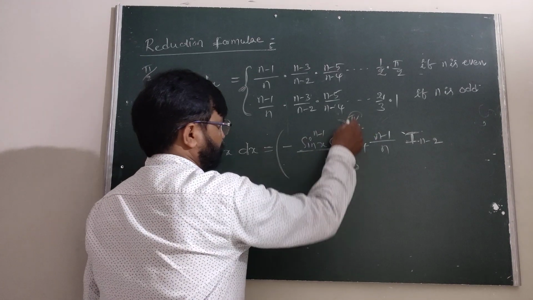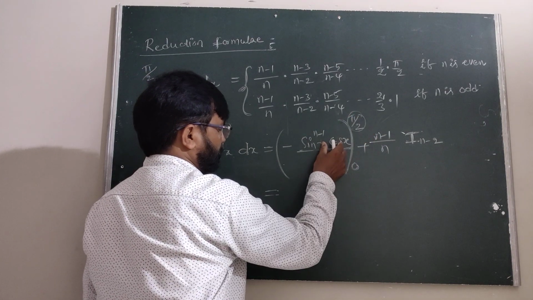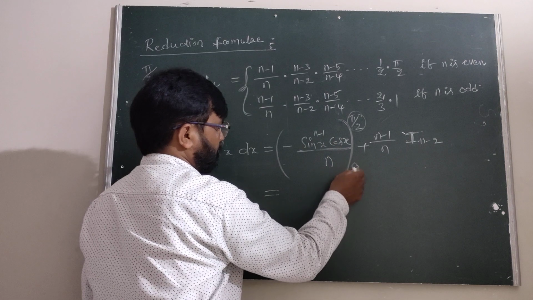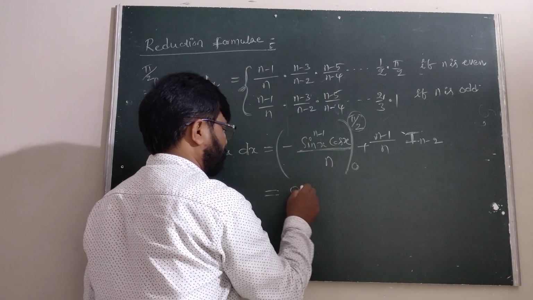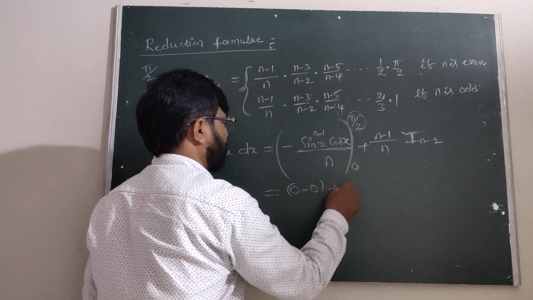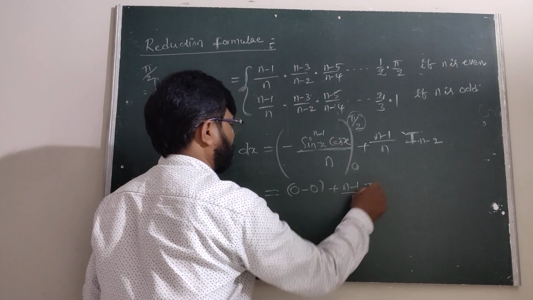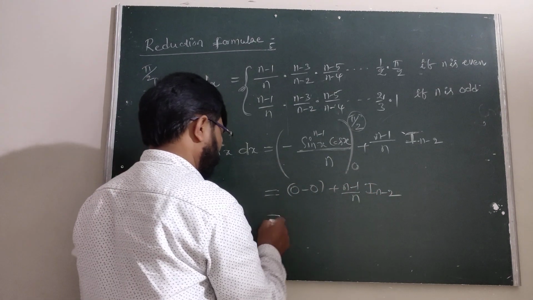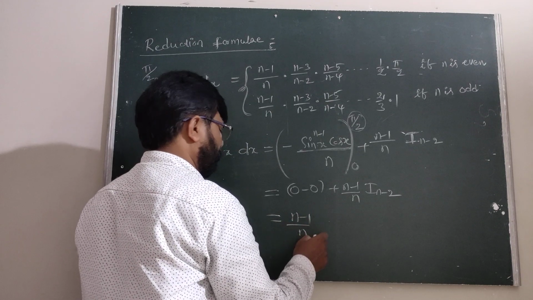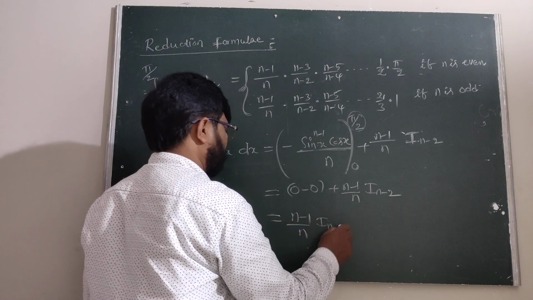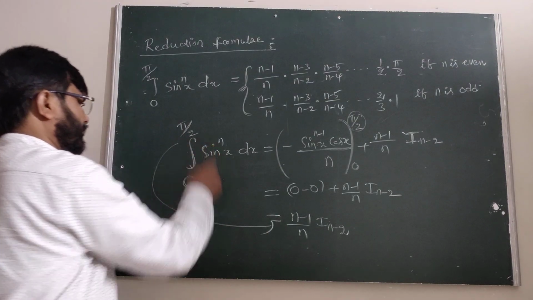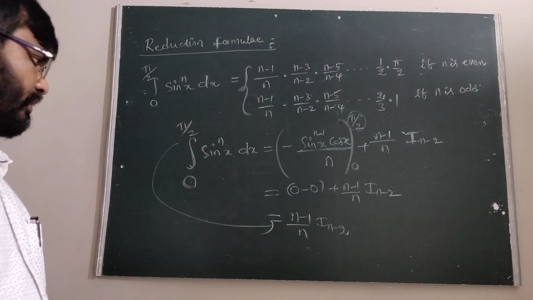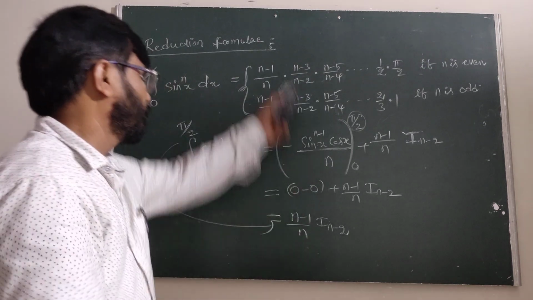When we substitute the upper limit, we get 0. Then we substitute the lower limit, this is also sin 0, which is 0. Therefore 0 minus 0 plus n minus 1 upon n into I n minus 2. Therefore this is n minus 1 by n into I n minus 2, the integral from 0 to pi by 2 of sin power n minus 2 x dx. So how to find this value?